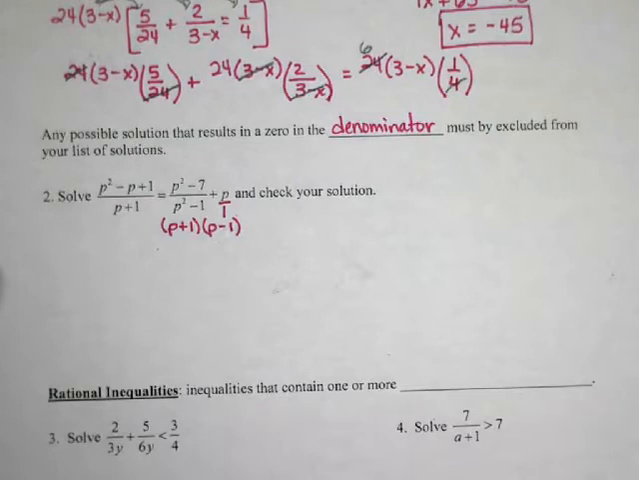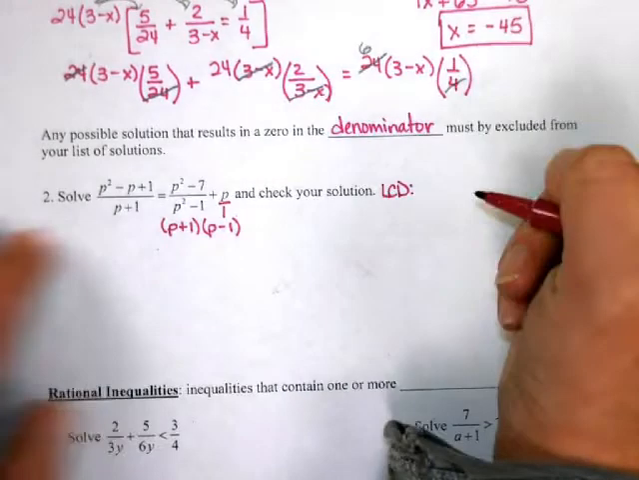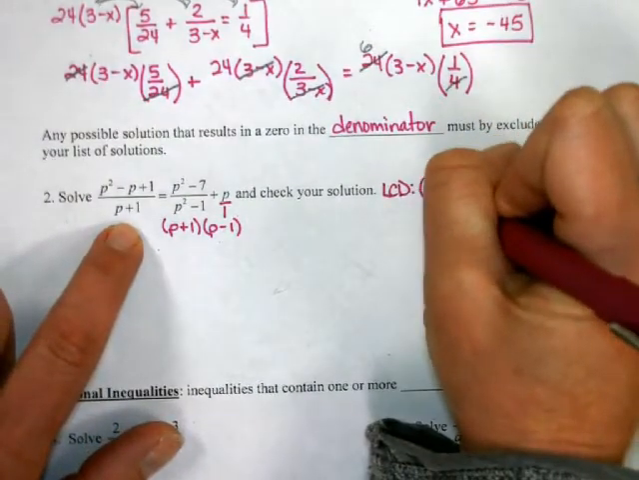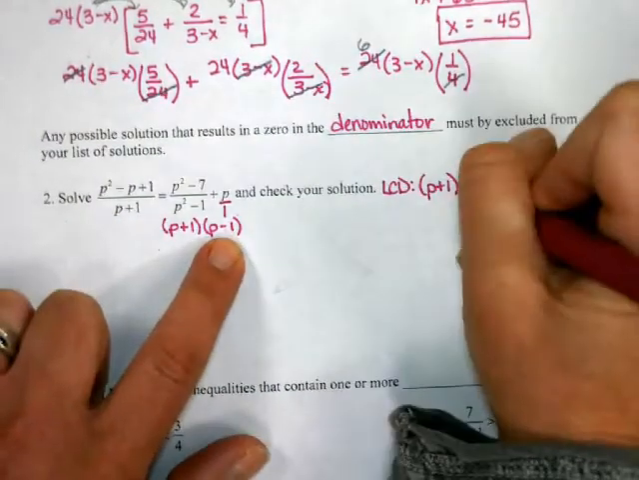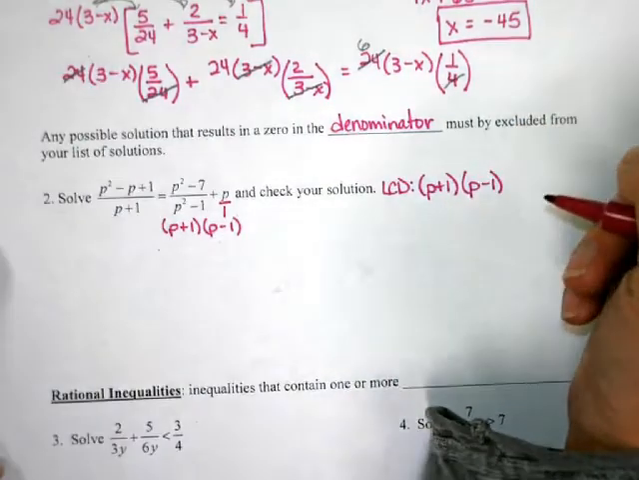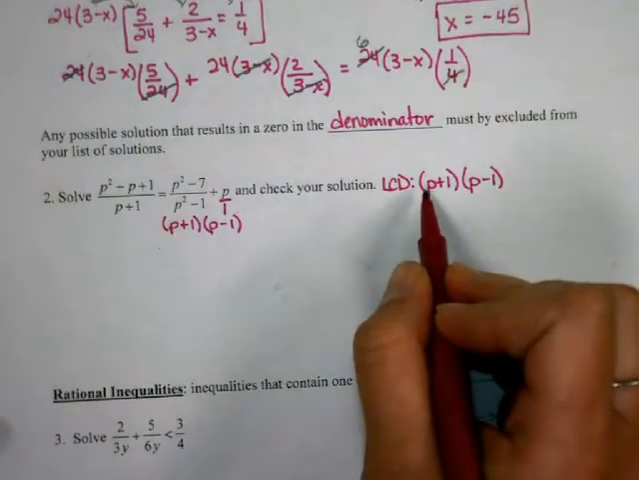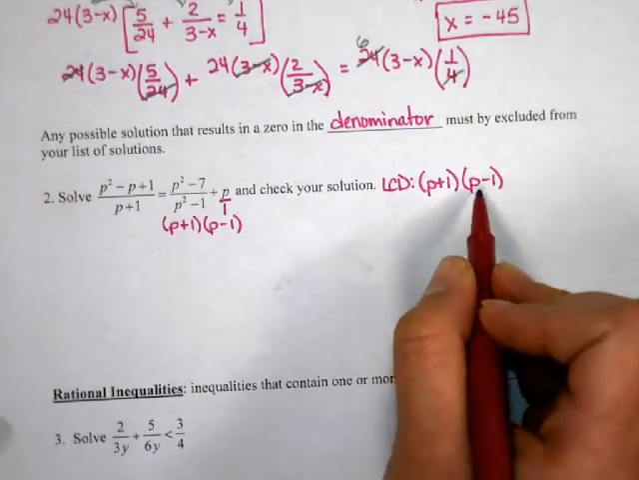Now find our least common denominator. Remember, if it's in one, it's got to be in the new one. My least common denominator better have a p plus 1. This one also has a p minus 1. And then 1. You can add that in there, but it's not necessary. So I'm going to multiply everybody by p plus 1, p minus 1.